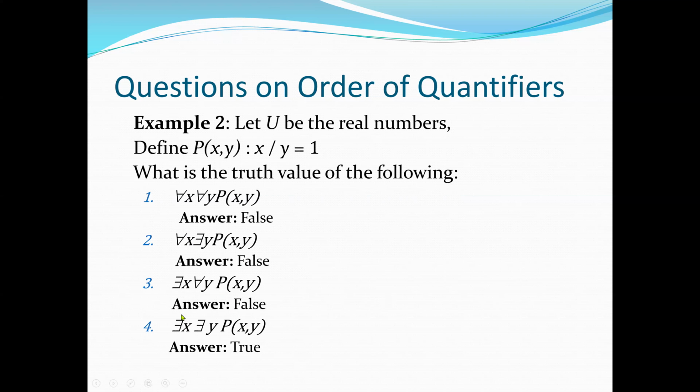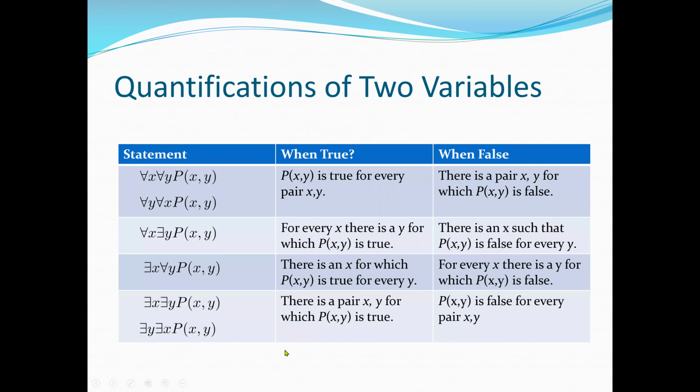The next one also we have some value of x but all y. So also is false. But here we say some x and some y. Yes, if I take 10, 10, I'll get 1. If I take 7, 7, I'll get 1. If I take 1, 1, I'll get 1. So only the last option is true. So these are some quantifications of 2 variables.